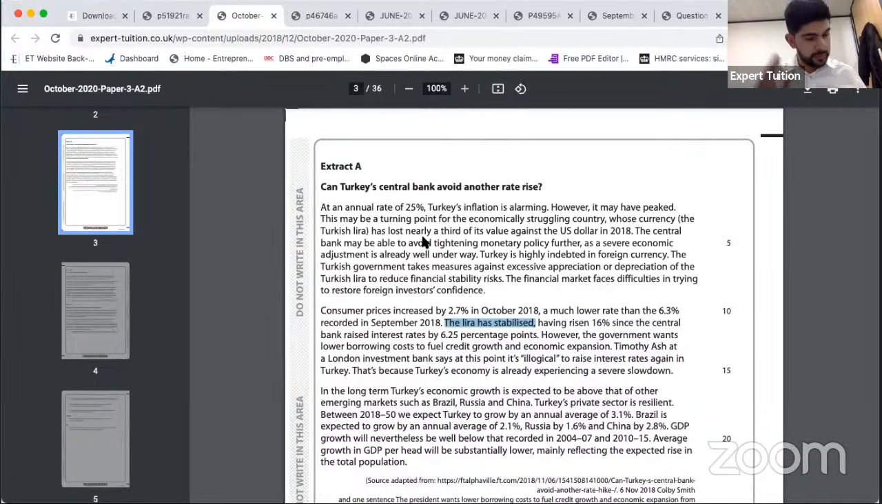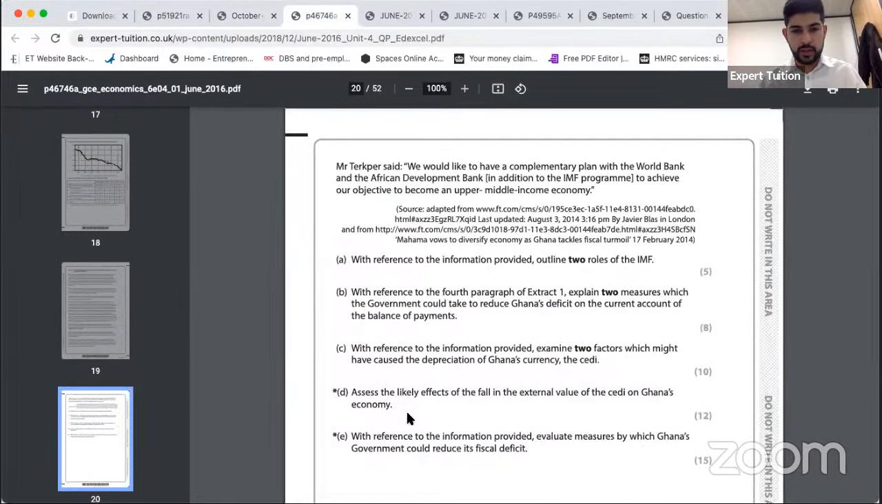That is the first part of exchange rates and dealing with exchange rates, whether it's them intervening or not. Very quickly, I want to show you how to answer a question as a 12 marker. Could be a 15 marker as well. I'd love it to be a 15 marker. Here: assess the likely effects of the fall in the external value of the CD on Ghana's economy.